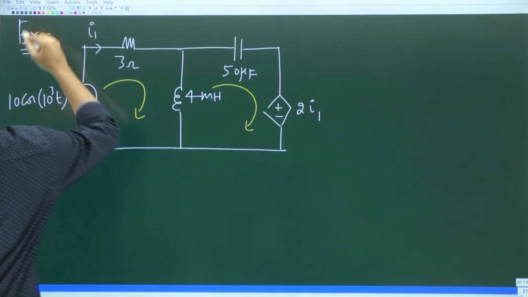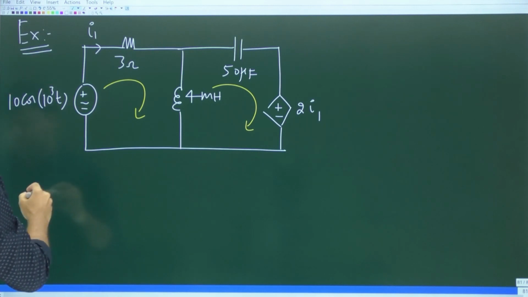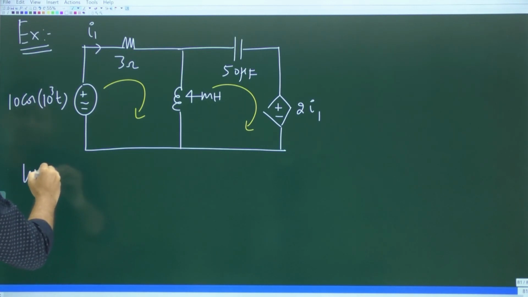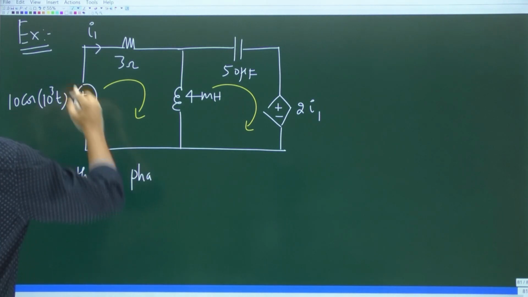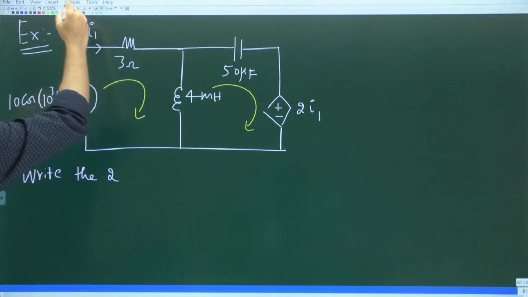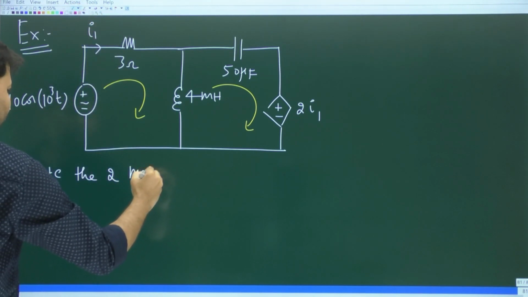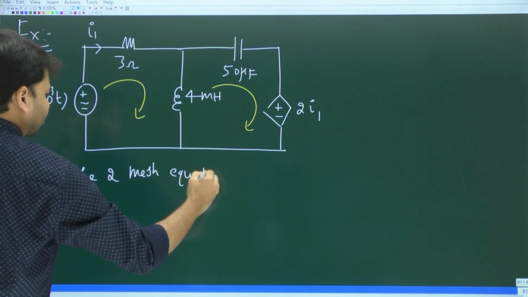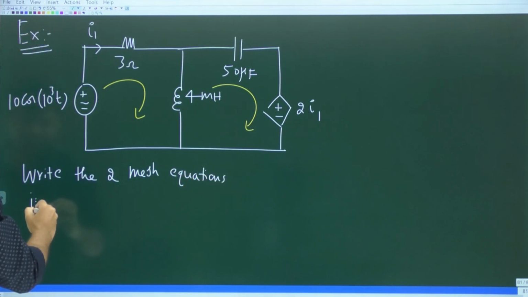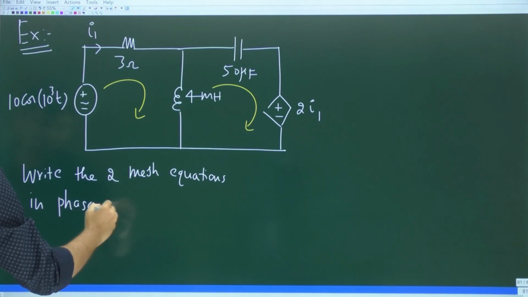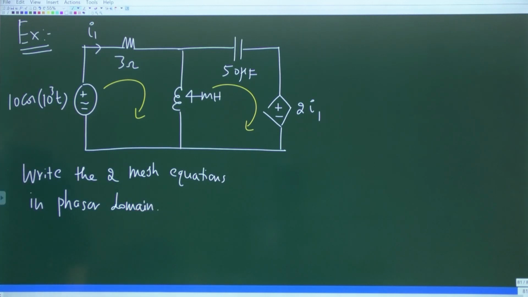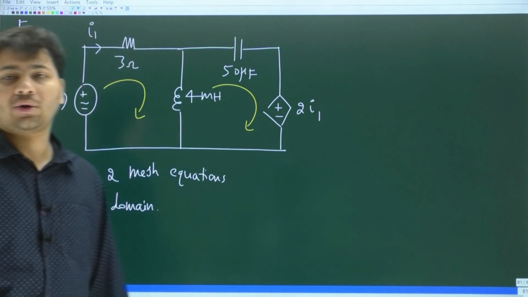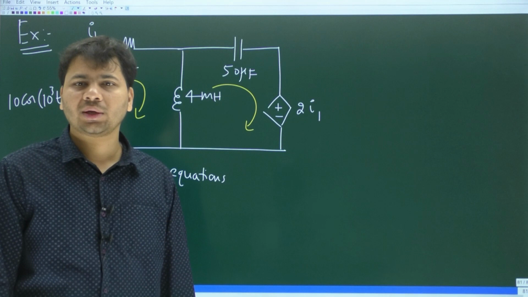So what is the question here? Write the two mesh equations in phasor domain. If you are doing analysis in the phasor domain, you should replace every element with its impedance.